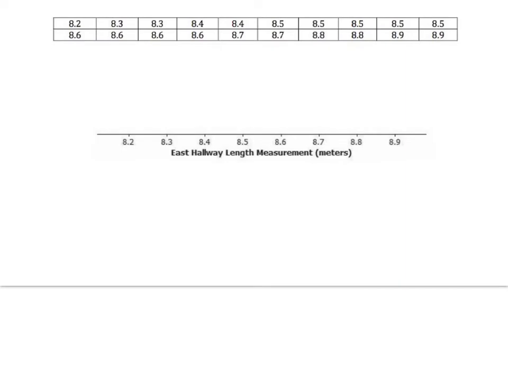East hallway measurement in meters. I have 8.2. Oops, that's sort of messy, isn't it? 2 8.3s, 2 8.4s, 1, 2, 3, 4, 5. 1, 2, 3, 4. 1, 2. Oh, those are bad.